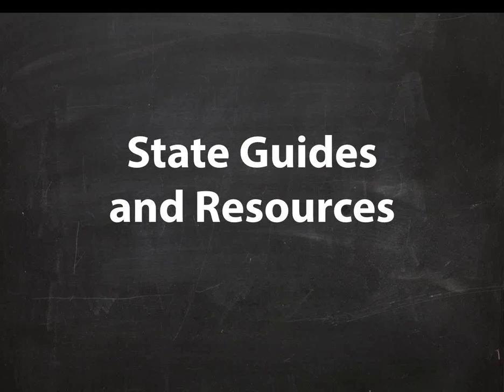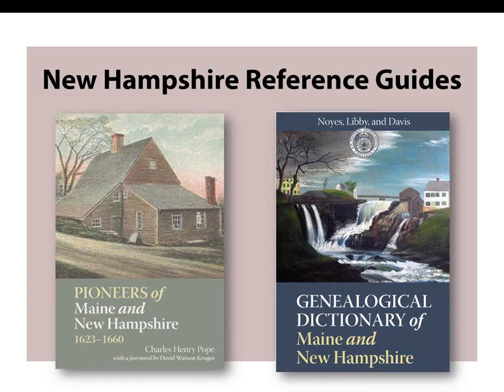So one of the things we want to start off with is talk a little bit about state guides and resources that are available to you. Some of these are going to be a little repetitive, but you may have some of these books on your own bookshelf. Charles Henry Pope did a wonderful tome on Pioneers of Maine and New Hampshire, and this covers the early settlers between 1623 and 1660.